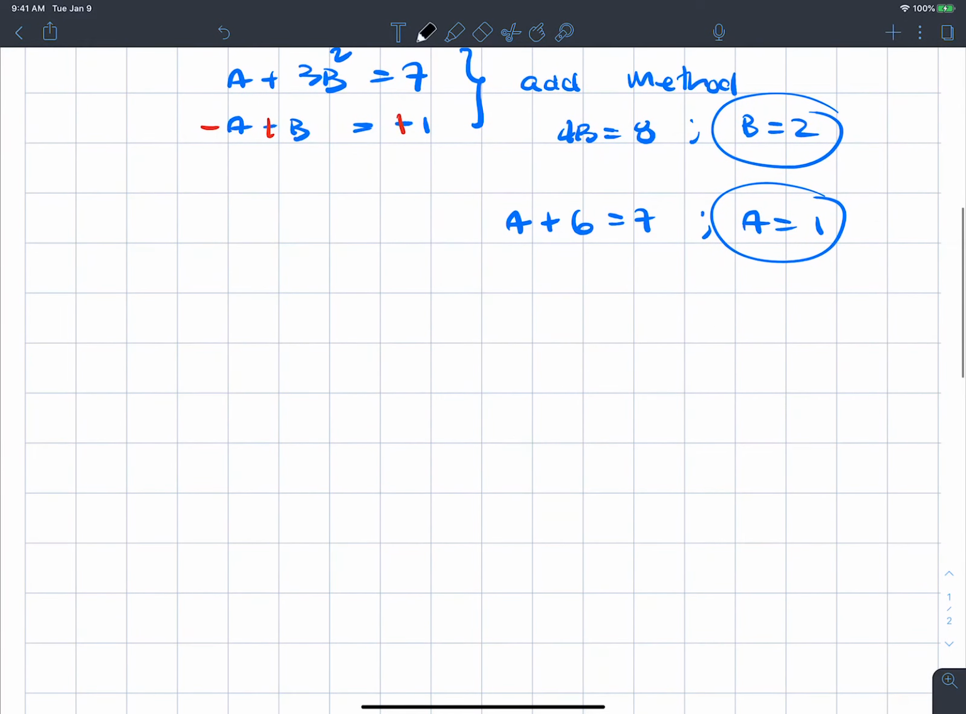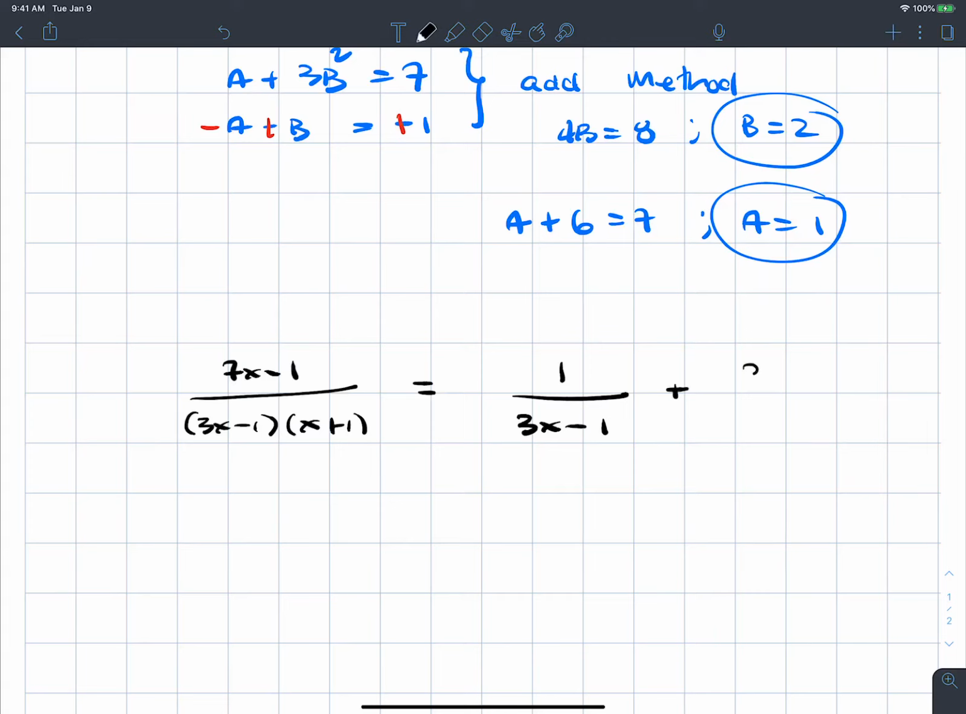So essentially the function is equivalent to the following: 1 over (3x - 1) plus 2 over (x + 1).